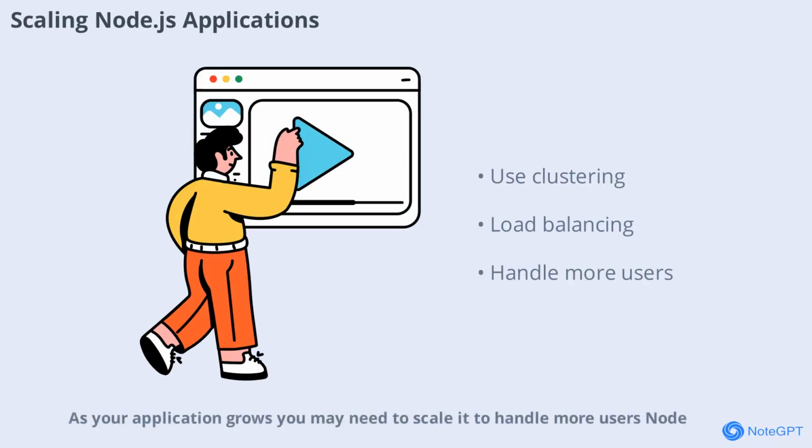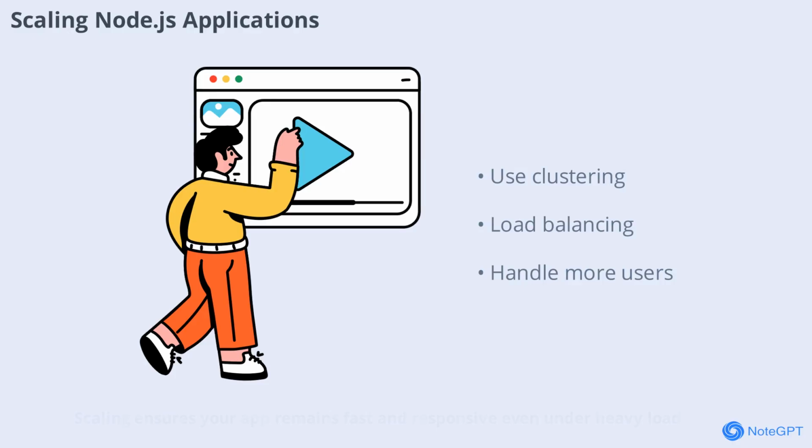As your application grows, you may need to scale it to handle more users. Node.js supports clustering and load balancing, allowing you to run multiple instances and distribute traffic. Scaling ensures your app remains fast and responsive, even under heavy load.